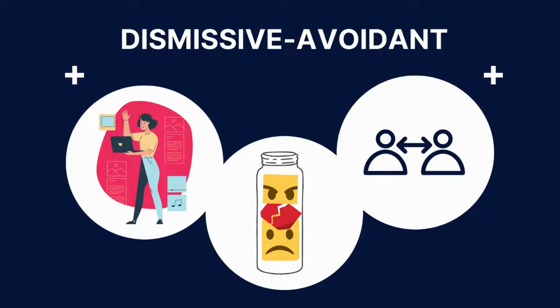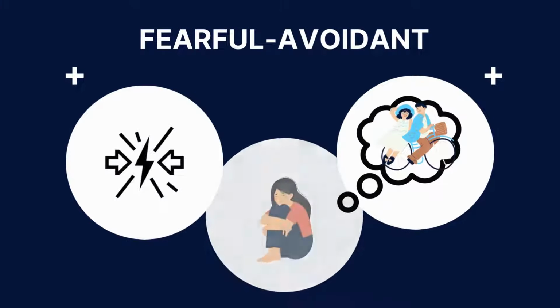Dismissive avoidant attachment style is when individuals tend to value their independence, prefer distance and self-sufficiency in relationships, and are uncomfortable expressing emotions or seeking support from others.